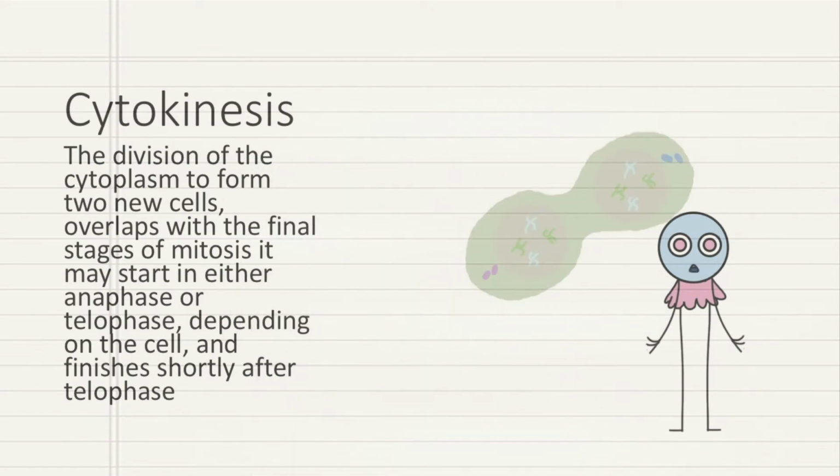Cytokinesis is where the cytoplasm splits to create two cells. A cleavage furrow forms and contracts to pinch the cells apart.